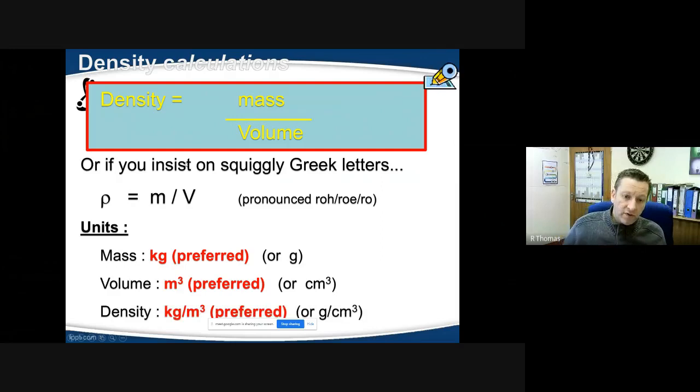The units, the preferred units of mass, what we call the SI unit, the System International unit, is kilograms. The preferred unit of volume is cubic meters, and therefore the preferred unit of density is kilograms per cubic meter. Of course, we don't often have cubic meters of materials, so that can be changed to grams, centimeters cubed, and therefore grams per centimeters cubed. But the preferred ones are in red there, and I want you to know that, okay? That might come up on a test. Right.